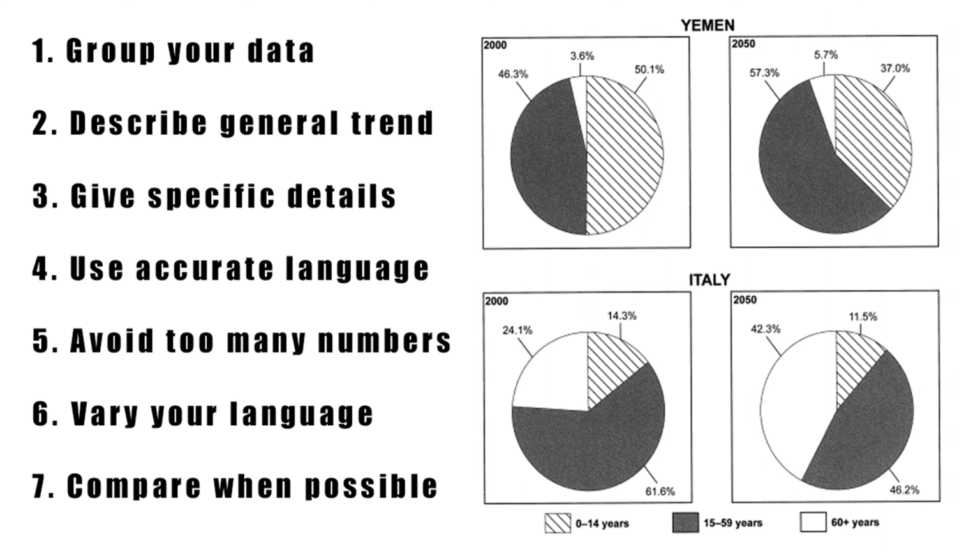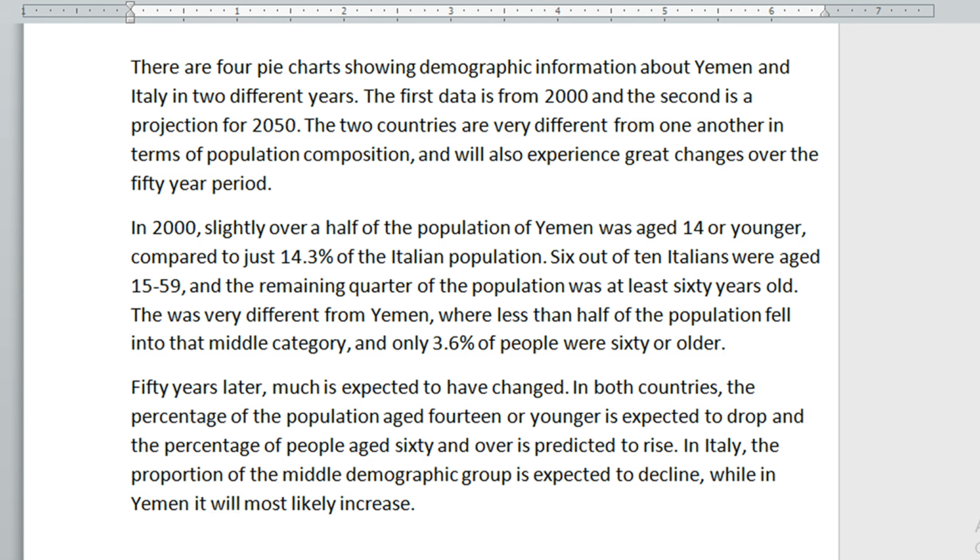In summary, you need to group your data together. You should also describe the general trend. Of course, you need to give some specific details. Make sure that your language is accurate. Avoid using too many numbers and avoid repetition. And of course, you must compare data when possible or important.